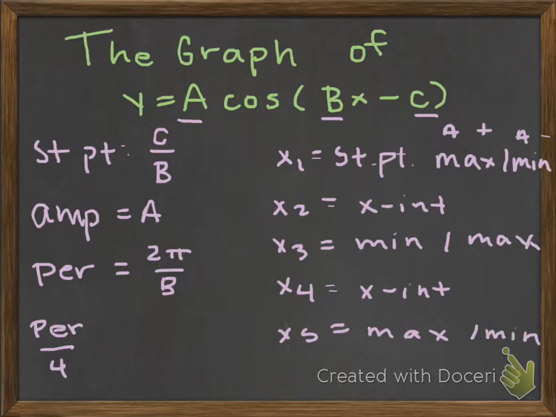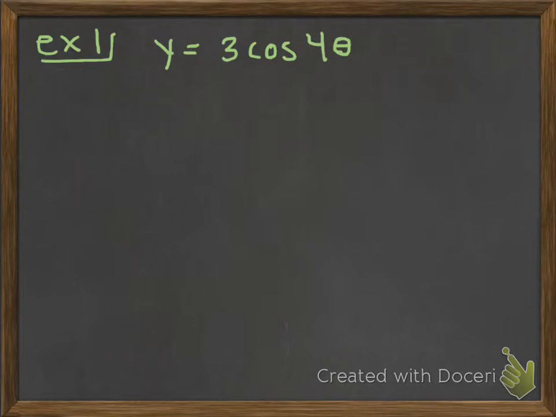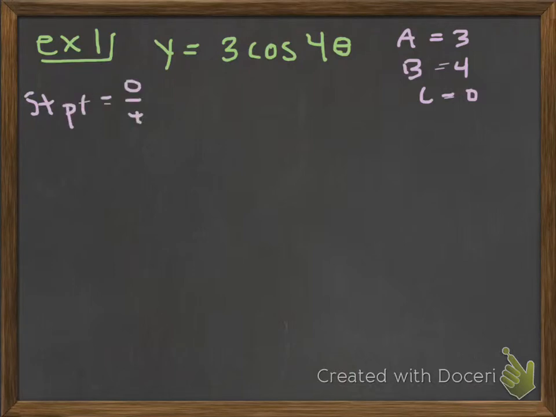So again, notice the main difference is not the actual obtaining of the information. It will be the actual creation of the graph. So for our first example, we are going to do y equals 3 cosine of 4 theta. And again, remember, theta and x mean the same thing. So my a is 3, b is 4, and c is 0. So we don't have a c value. So my starting point will be 0 over 4, which is 0. My amplitude is 3.